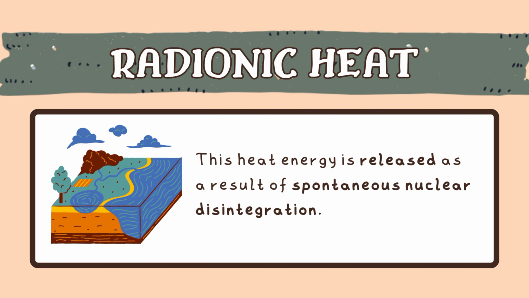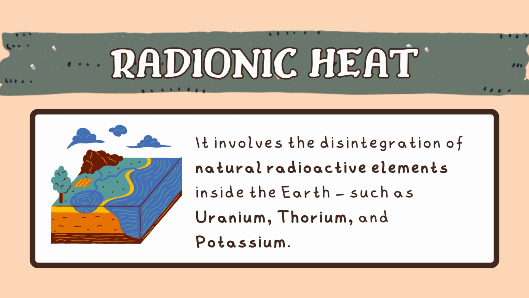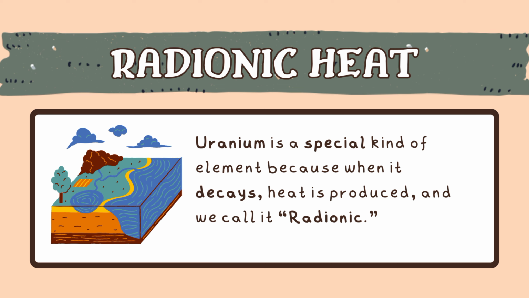As for the radiogenic heat, it is the thermal energy released as a result of spontaneous nuclear disintegration. It involves the disintegration of natural radioactive elements inside the Earth, such as uranium, thorium, and potassium. Uranium is a special kind of element because when it decays, heat is produced, which we call radiogenic.